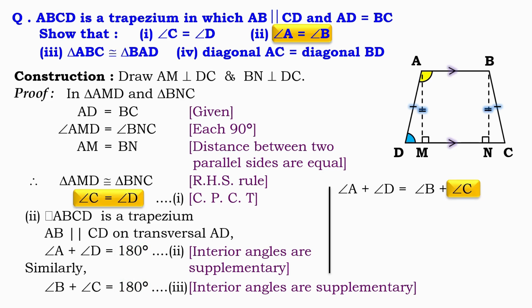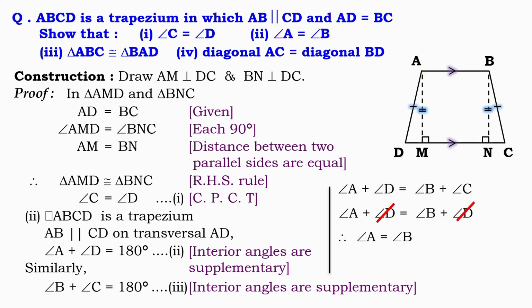Now, what we proved earlier, that angle C equals angle D. So just replace angle C with angle D. So what we got, angle A plus angle D equals angle B plus angle D. So we can cancel the same angle on both sides. So what we got, that angle A equals angle B. So that is the proof they are asking. So this is the proof. Part 2 is proved now.